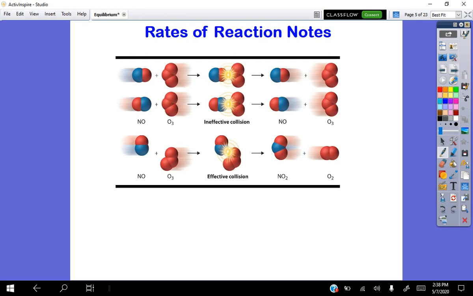Here's another graphic that depicts effective and ineffective collisions. In this particular reaction, NO2 is the goal. They want to form NO2 and O2. If it strikes in the first two ways, NO and O3 striking together, they will not form the molecules that they want, and we see that NO and O3 remain intact. This is the only possible way for an effective collision to occur, so that that OO bond breaks and an NO bond forms.